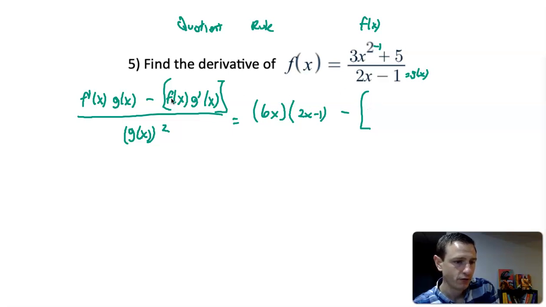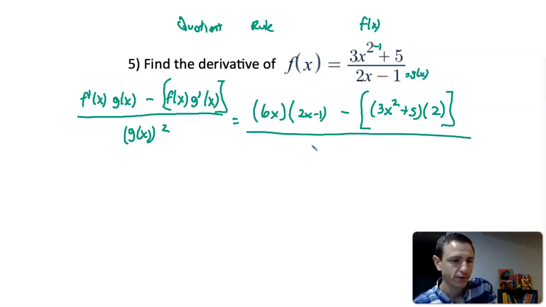So where are we at? We want the original top, so 3x squared plus 5, times the derivative of the bottom. The derivative of 2x minus 1 is just going to be 2. All over the bottom, 2x minus 1 squared.